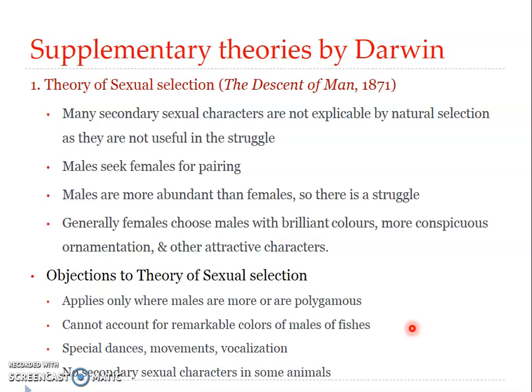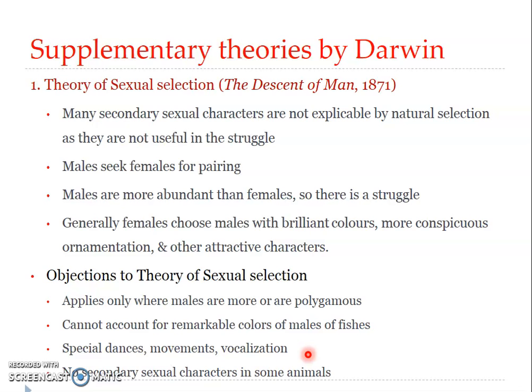So here we can't say that those males which had become successful in the competition with other males for getting a female obviously left more offspring. So there is no proof in that. Then special movements, dances, vocalizations, etc., which occur during the breeding season are known to be meant for exciting the females. But this kind of behavior doesn't have any role in actually making the female choose the particular mate. So that also cannot be connected with sexual selection.